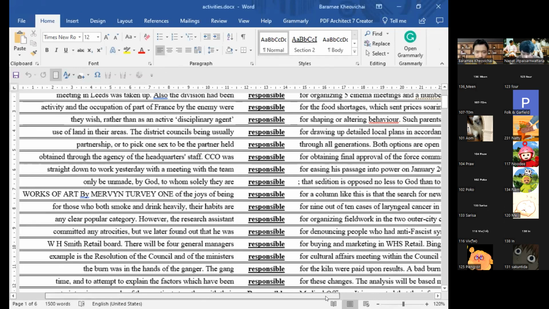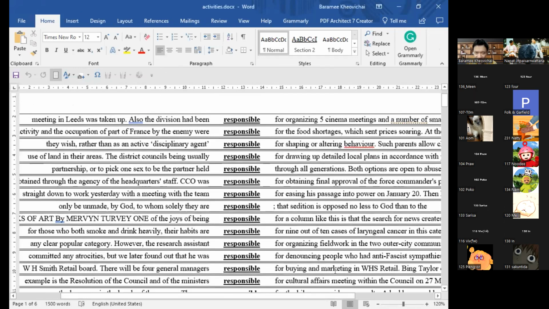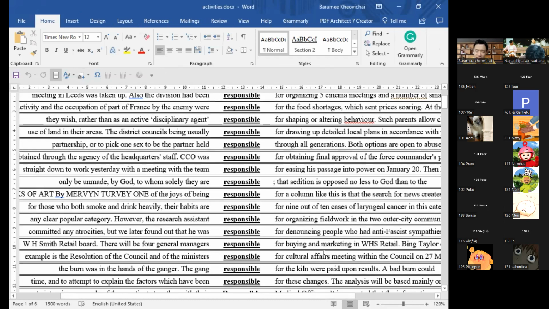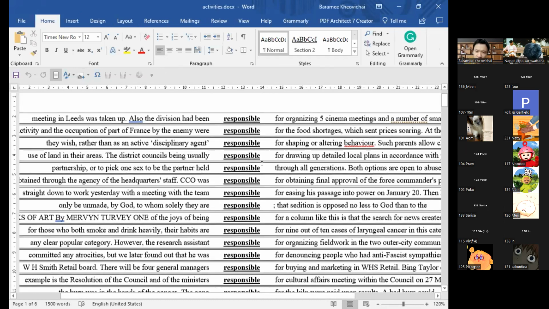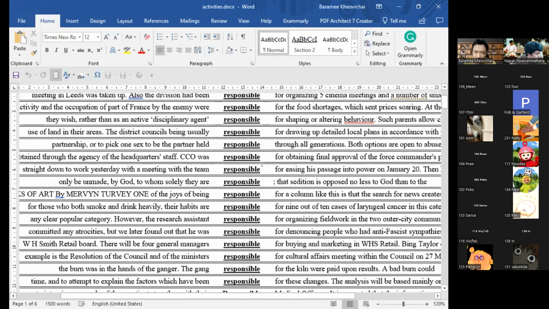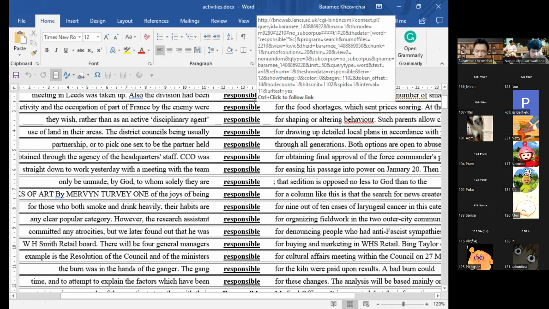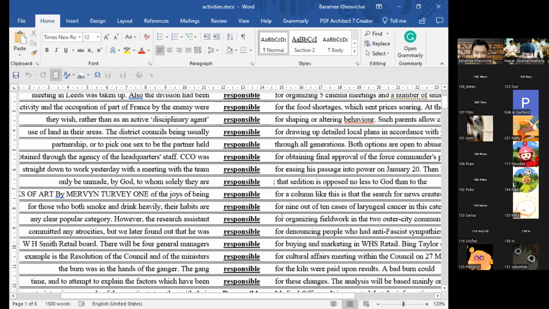So here, these are the concordance lines. These are selected concordance lines for the word responsible. I'd like you to see which word tends to come after the word responsible, which word tends to be on the right of responsible, and which word tends to be on the left of responsible. Don't look very far. Maybe it's one or two words before and after responsible. Let me give you a few minutes to do this, and then we will have a discussion.